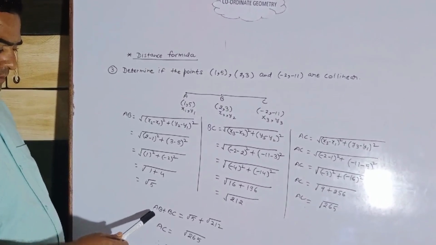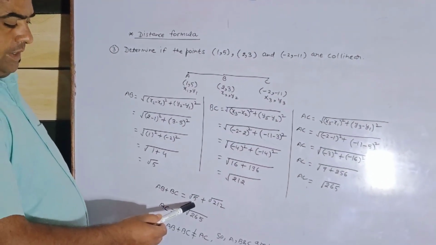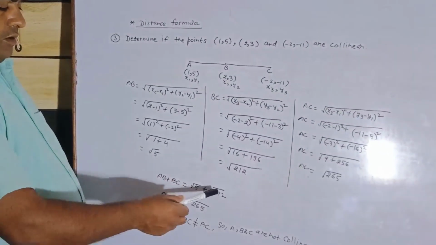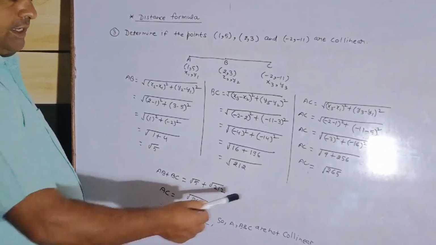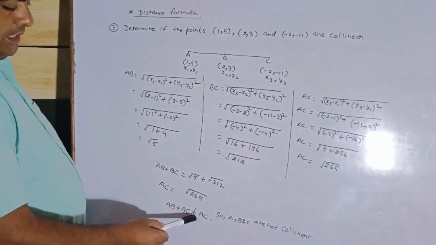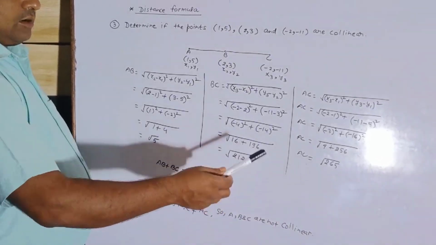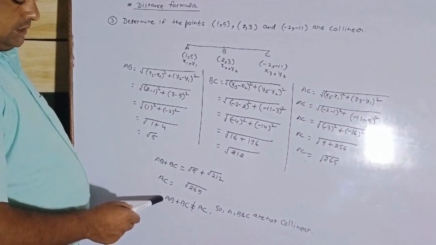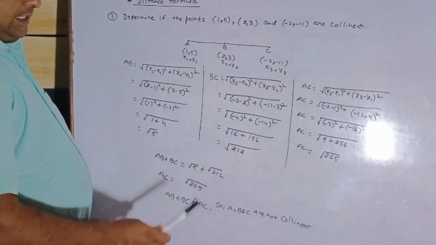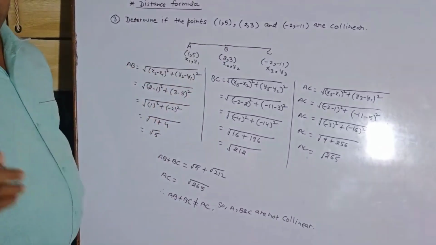Now we will see AB plus BC. The value of AB is root 5. The value of BC is square root of 212. We cannot add both. The value of AC is under root 265. We can say here AB plus BC is not equal to AC. So A, B, C are not collinear. If the sum of these two distances is equal to AC, then you can say these points are collinear. In this case, these 3 points are not collinear.